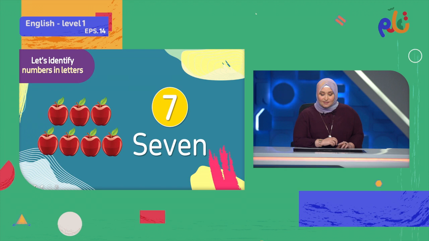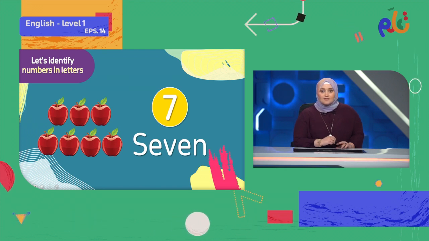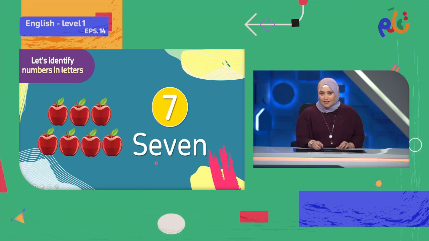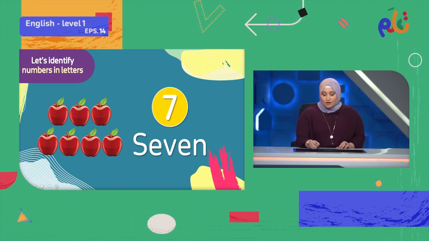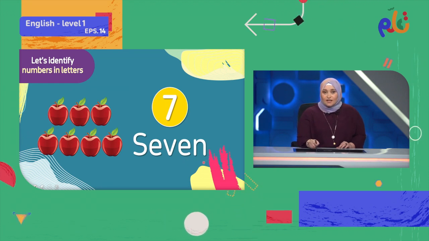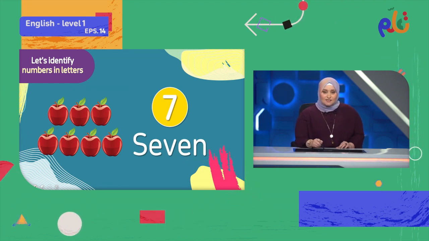How many apples do we have? We could see 7 apples. في كام تفاحة معانا؟ نقدر نعد 7. And of course 7 does not sound I in the end. مش بنكتبها I في الآخر، في الآخر بنكتبها E N.